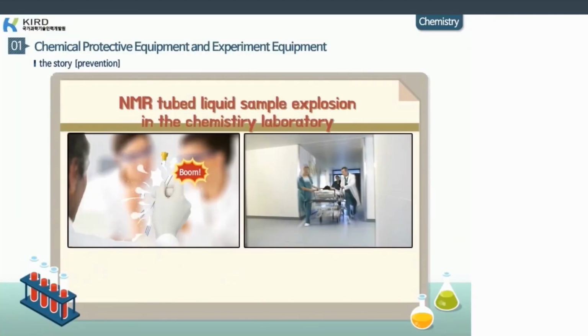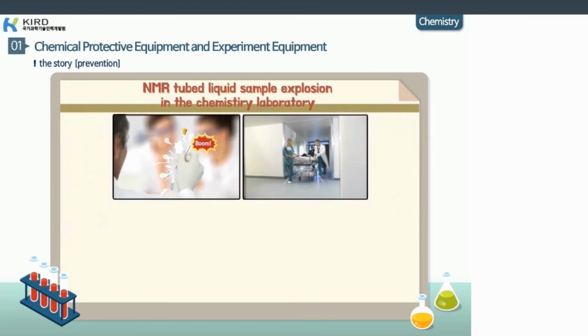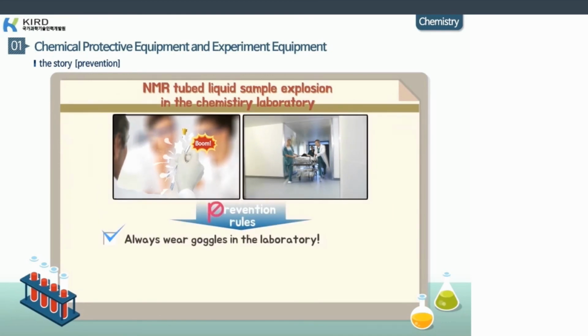Okay then, should we take a look at possible ways to prevent the laboratory safety accident in the story? In account of what we have learned so far? First, goggles should always be worn in the laboratory in case of an unexpected emergency. Even in this accident case, if the professor had worn goggles, the accident would not have been this big.